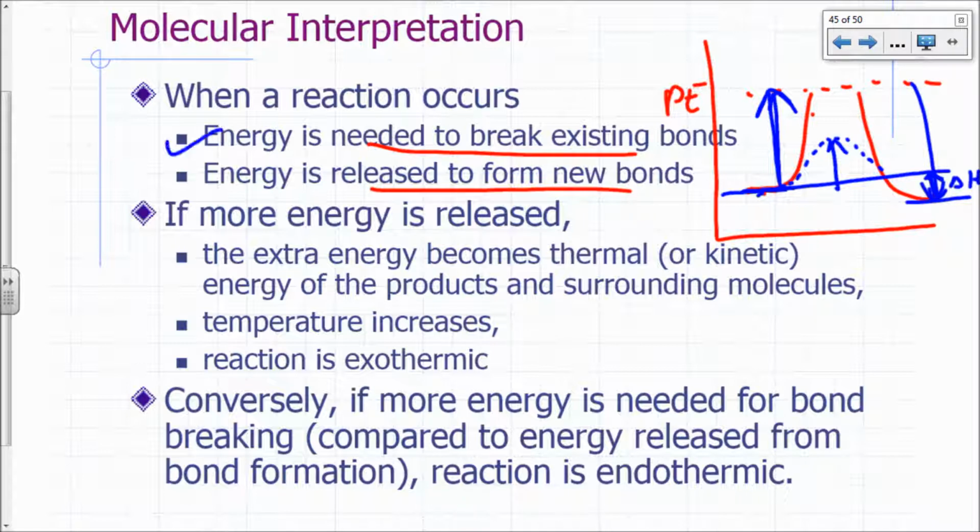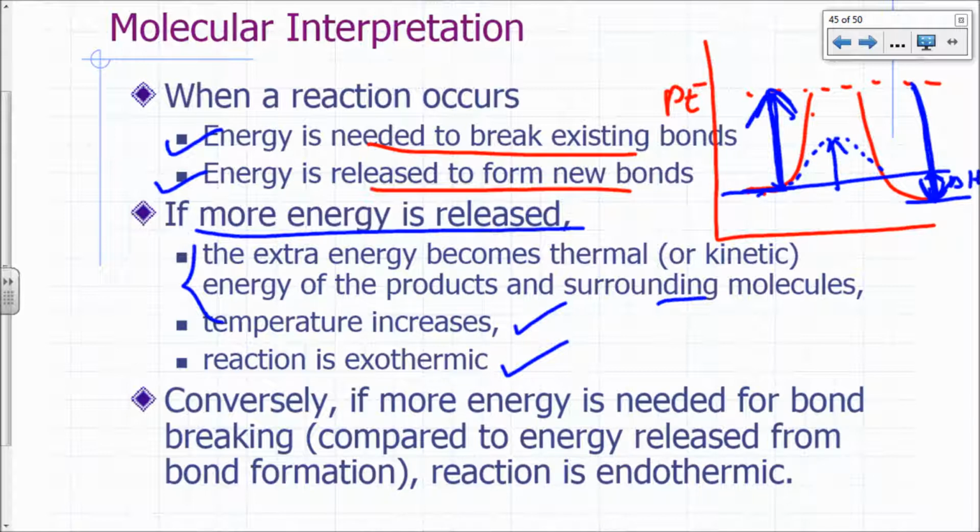So energy is needed to break existing bonds. Energy is released when new bonds are formed. So bond breaking, you need energy to raise the potential energy, and then bond formation, you release energy. So your potential energy becomes kinetic energy. If more energy is released, then the extra energy just becomes kinetic energy of the products and the surrounding molecules, and your temperature increases. You say your reaction is exothermic. So this would be an exothermic reaction right here.